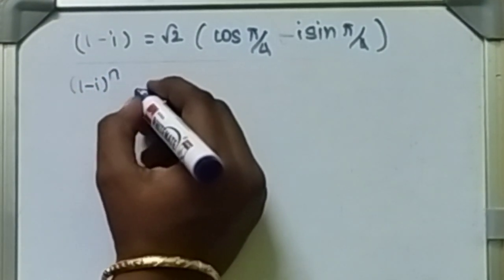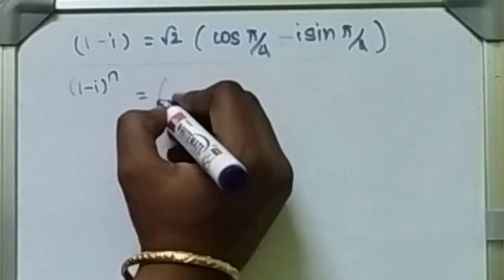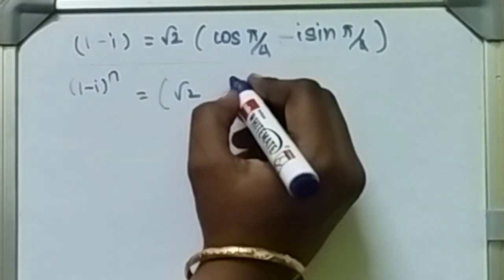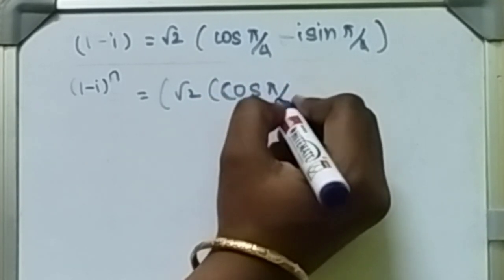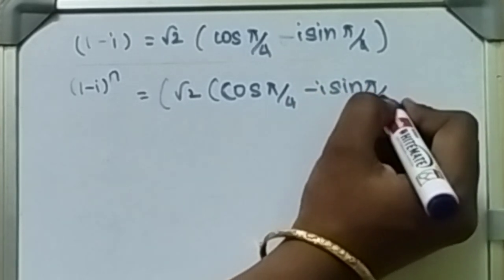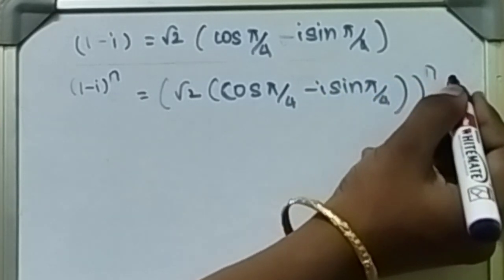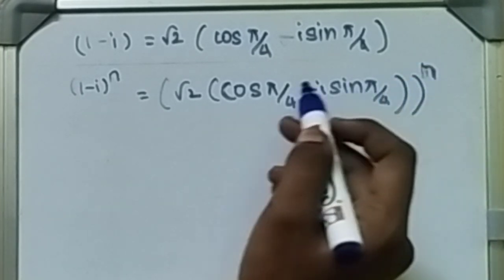So what will be the right hand side? It will become root 2 times cos pi by 4 minus i sin pi by 4 power n. Right? I am going to take this power n within this.